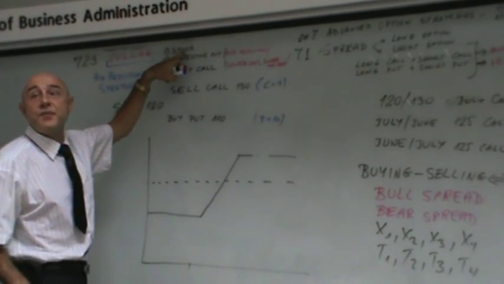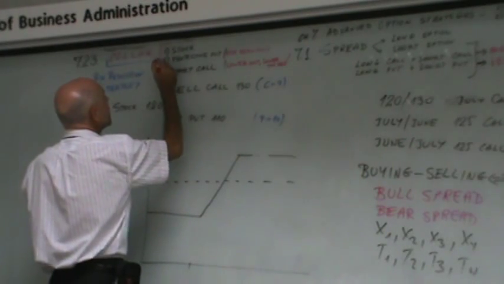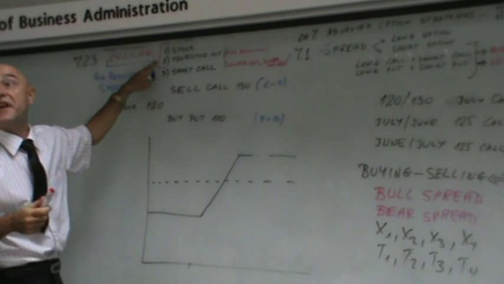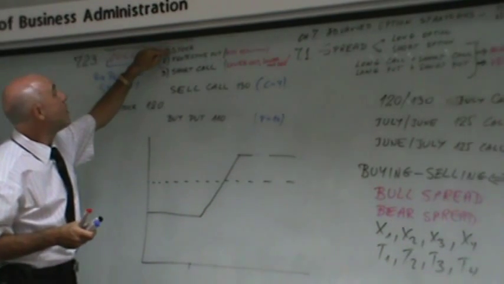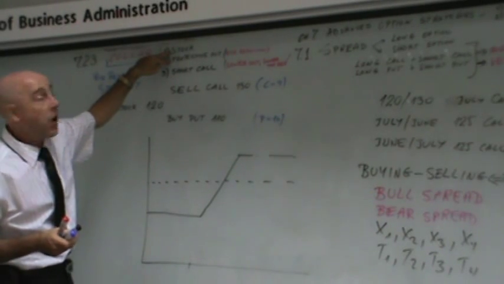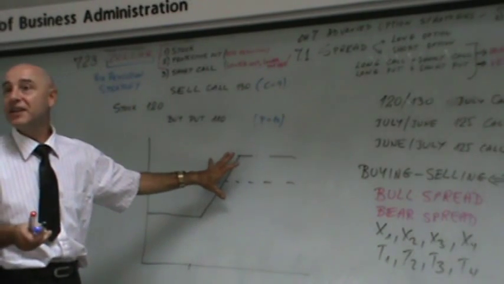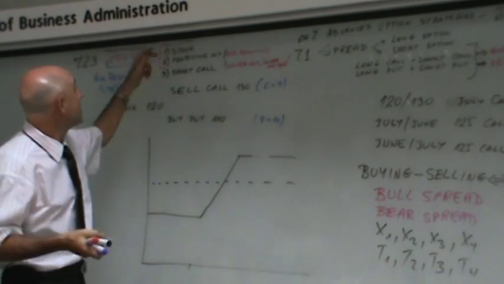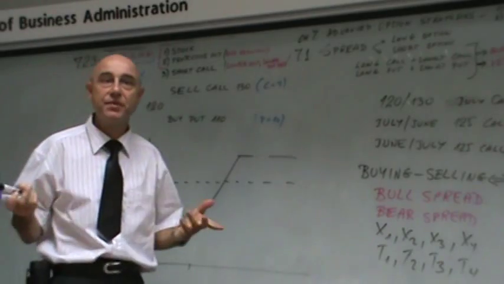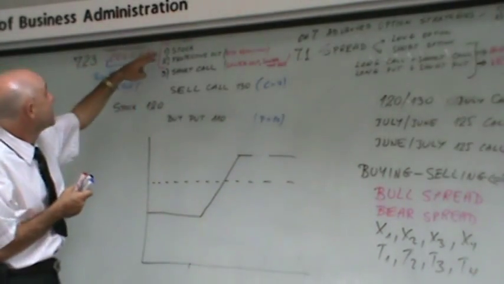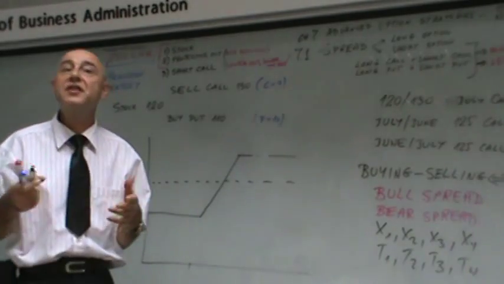The stock, just pay attention, the stock and the protective put, these two effectively give you a synthetic call, okay? This is the same as a synthetic call. So the collar is composed of a synthetic long call and a short call. That's why it's kind of like the same thing as a bull spread. Because these two are effectively a long call. That's a simple reason. So they're very, very similar because this is basically a synthetic call. It's basically the same thing, constructed in different ways.